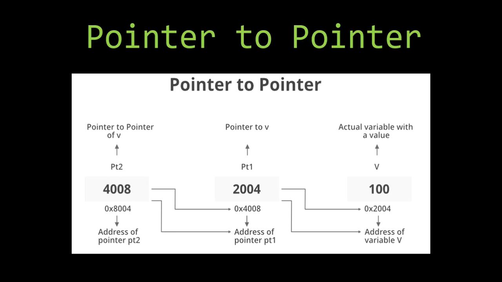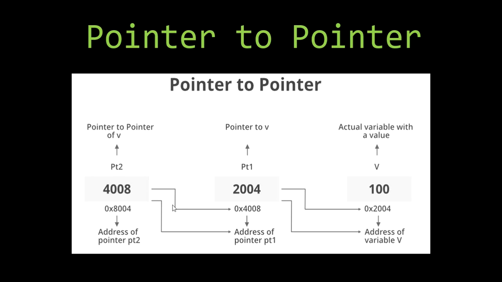Let us try to learn the use of pointer to the pointer in C language. Here we have the actual variable v with the value 100 and address 2004, and this address is assigned to the pointer 1, and this 2004 is nothing but the address of variable v, and 4008 is the address of pointer 1 that is assigned to the pointer 2.